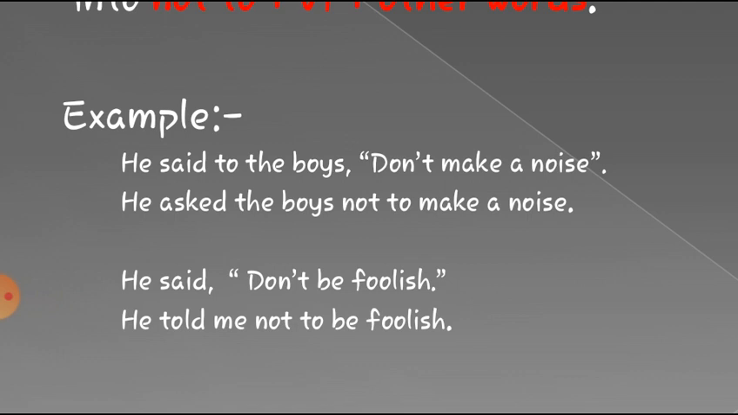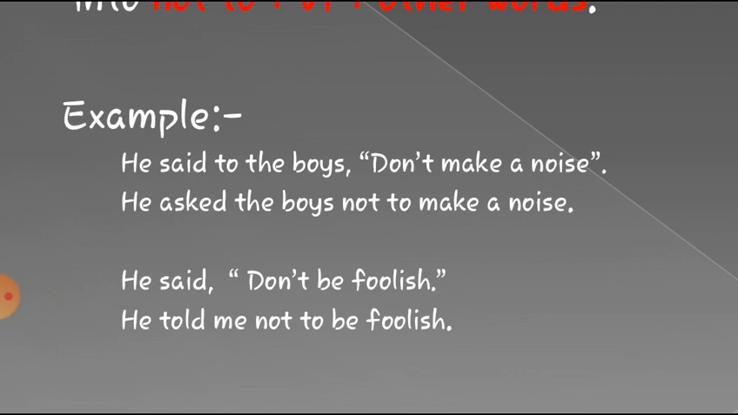In the same way, another example is here also. He said, don't be foolish. This is the sentence written in direct speech. So its indirect is he told me not to be foolish.